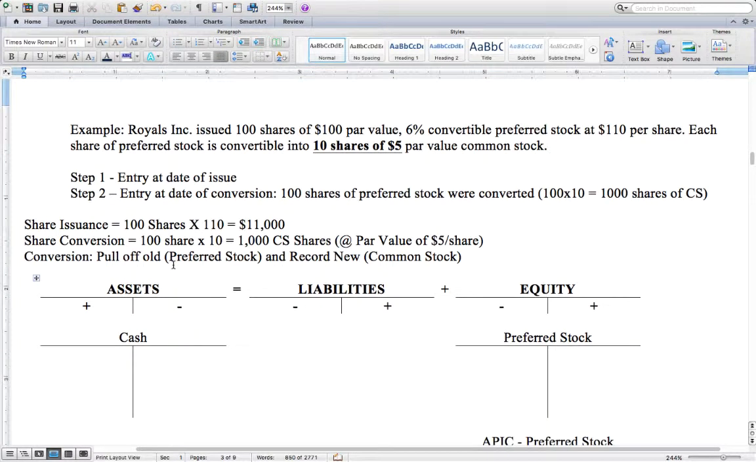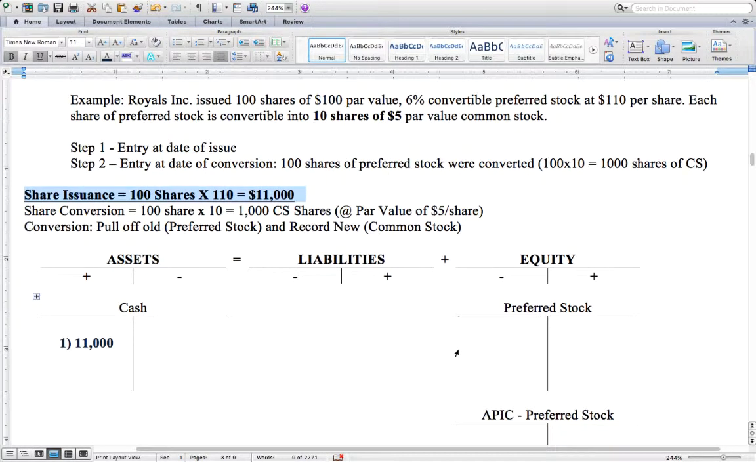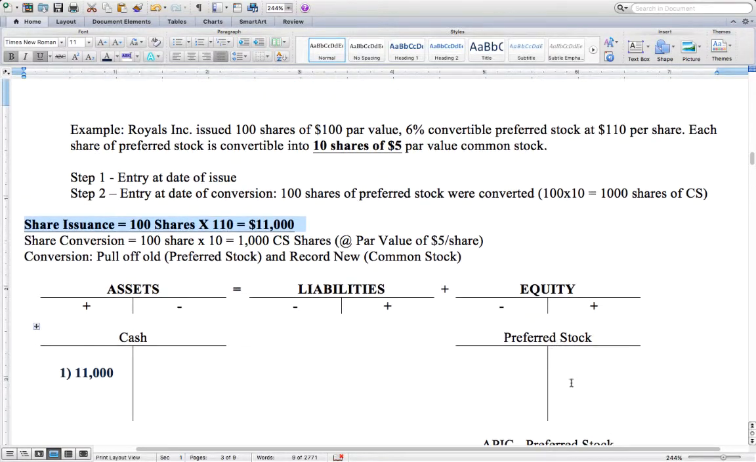And therefore we will record that. So because you were issuing these shares, you received $11,000 in cash, which is this calculation right here. You recorded the preferred stock, which, as you remember from Chapter 15, is recorded at par. Therefore, it is going to be 100 shares times the $100 par value.